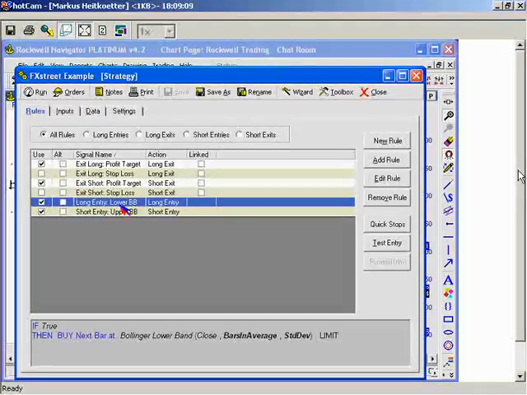So you see the very simple entry rules that we are using here: we want to buy at the lower Bollinger Band, and I'm using two parameters here. So I want to be able later on to vary the number of bars that are used in the moving average, and I want to vary the standard deviation here.